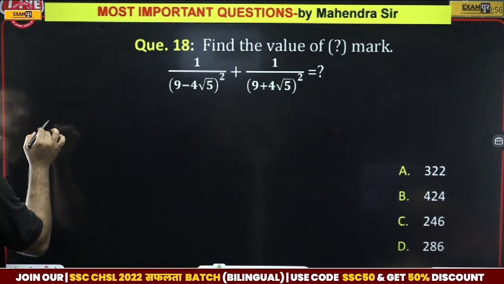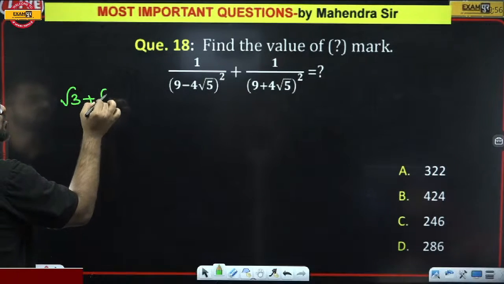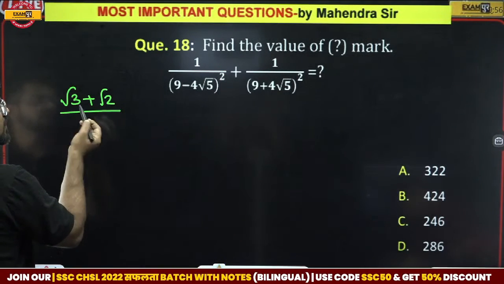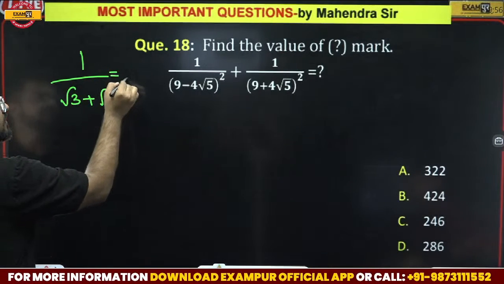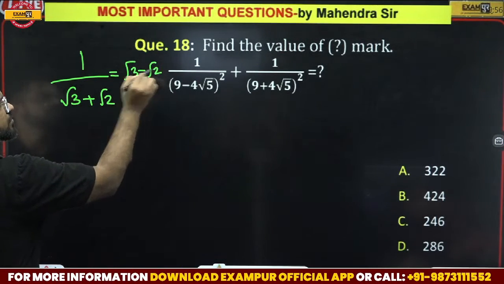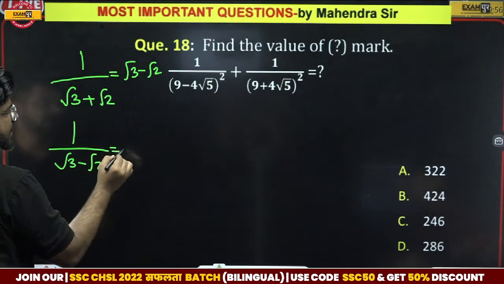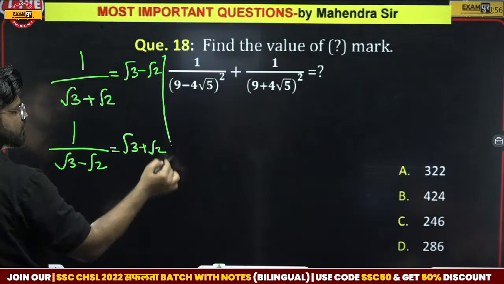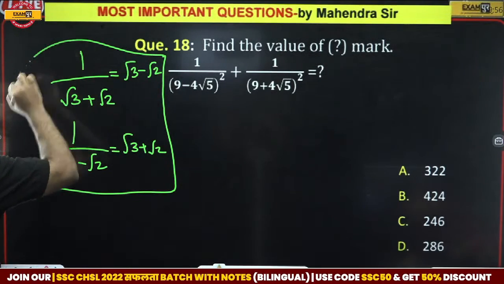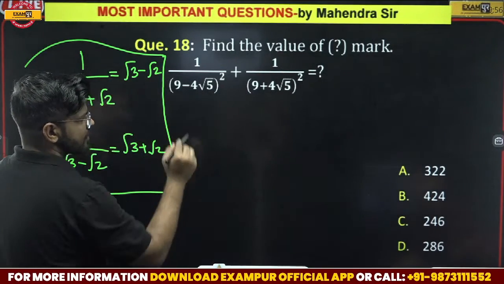What does it mean? If root 3 plus root 2 is there, we can write 1 by root 3 plus root 2 directly as root 3 minus root 2. And if 1 by root 3 minus root 2 is there, we can directly write it as root 3 plus root 2. So this is one of the concepts. If you know that, you can easily solve many questions in algebra. Apart from that, let's solve this.